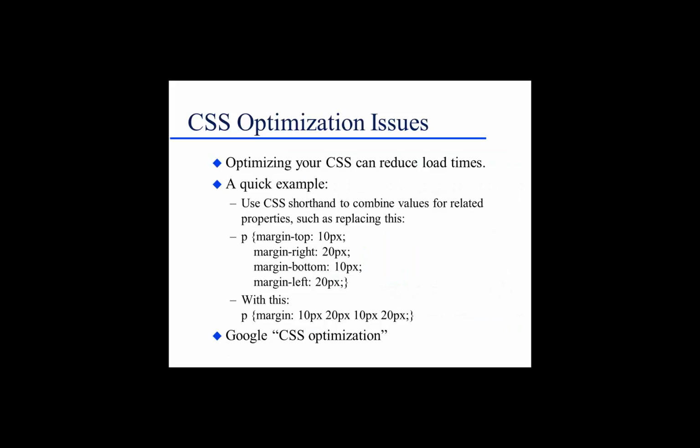margins for the P tag, you can set them individually, as you see here, or you can replace that with the line at the bottom, P margin 10, 20, 10, 20, and the system knows to start counting from top, right, bottom, left. And there's even shorthand if you just want to specify the top and bottom and the left and right. There's a shorthand for that. The point is to try to make your style sheets, your CSSs, as efficient and short, as brief as possible.